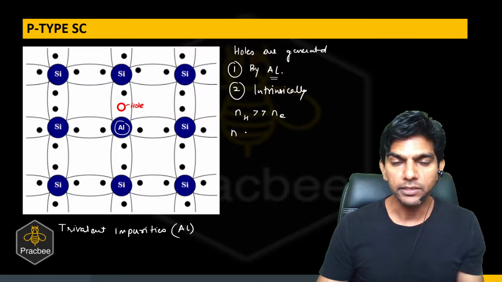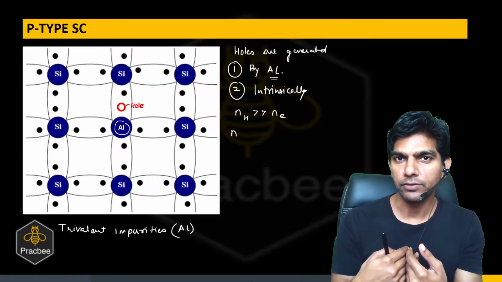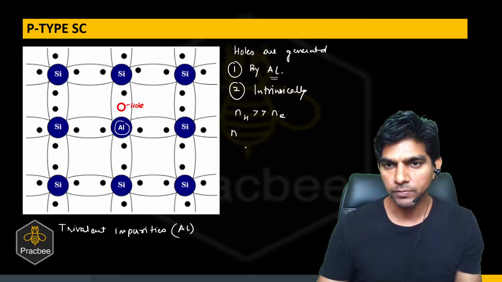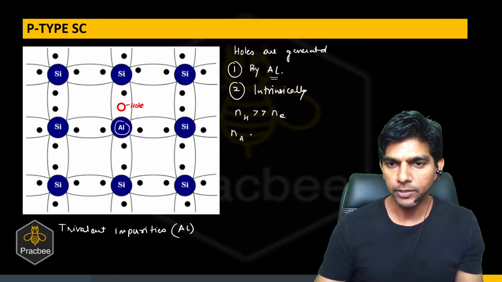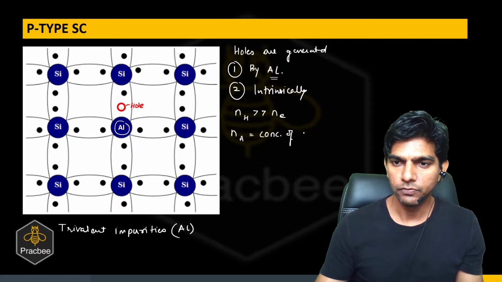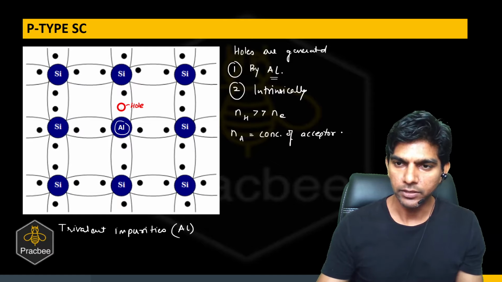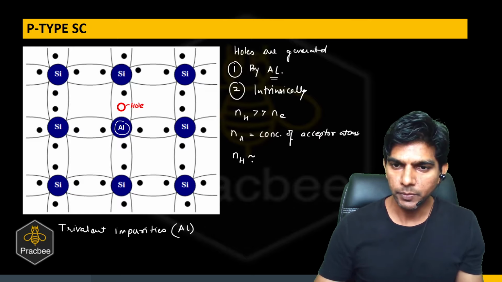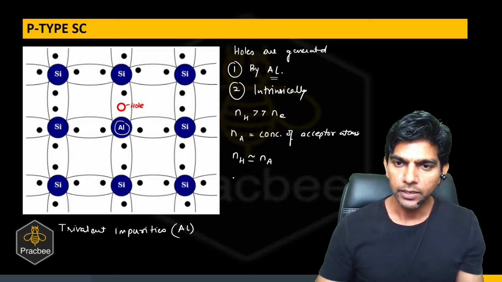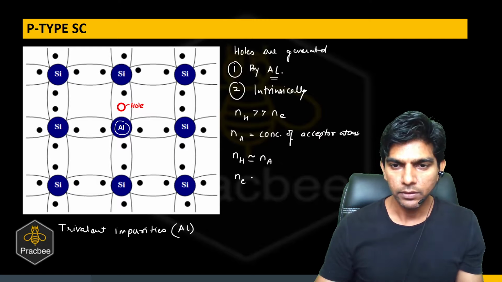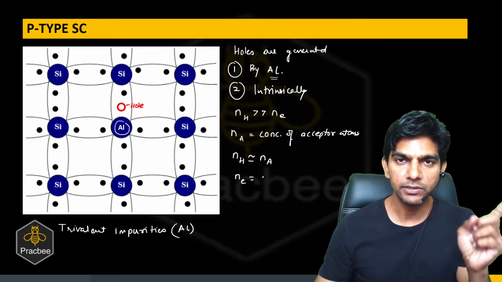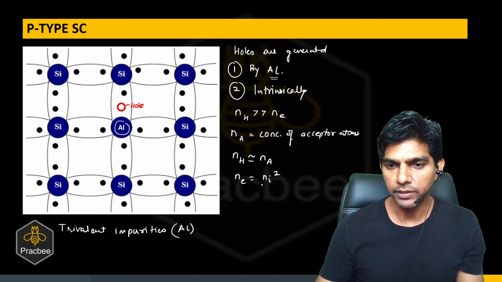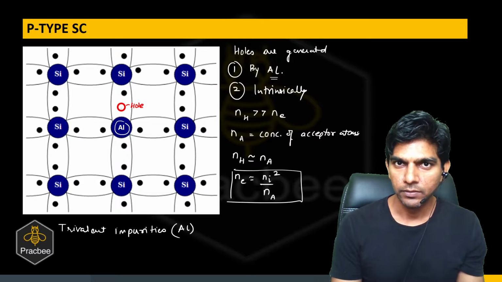These aluminium atoms are basically accepting the electrons, and the aluminium will become negatively charged. So we'll call it an acceptor atom. So aluminium is an acceptor atom. We can say Na is the concentration of acceptor atoms. And the concentration of holes will be nearly equal to the concentration of the acceptor atoms. If we want to find the concentration of electrons, we can find this by using that intrinsic charge carrier formula: Ni square divided by Na. So we can use this and find the concentration of electrons. I hope the concept is clear.